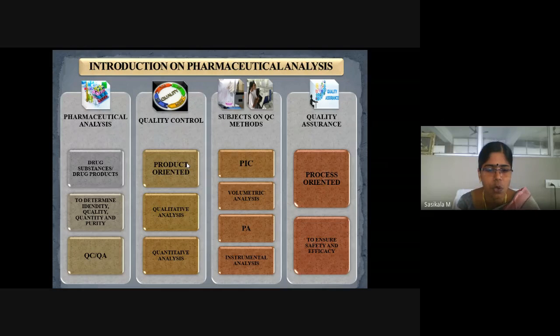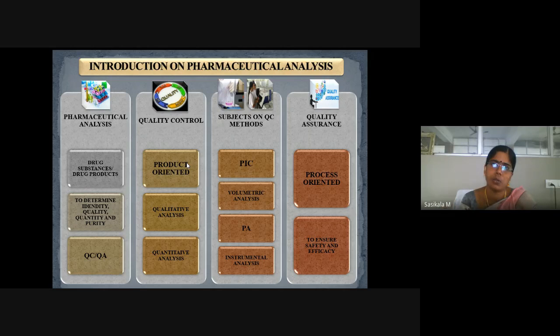Quality control is product oriented, where it has two divisions, qualitative analysis and quantitative analysis. Qualitative analysis will tell us, by means of that, we can identify which class a compound belongs to, whether it belongs to some chemical group. If you get some basic nucleus like amino acid or protein, or carbohydrate, whatever class it is, we can identify it through some chemical tests.